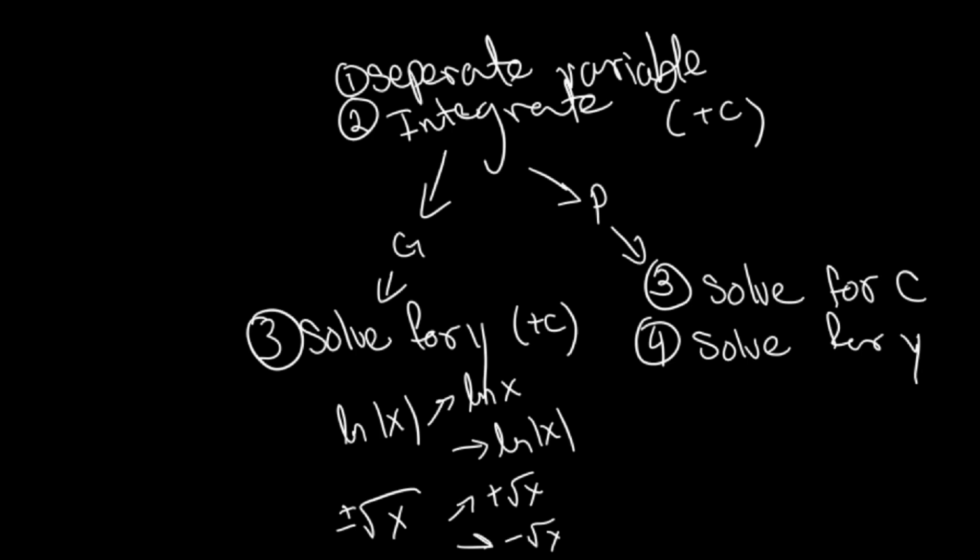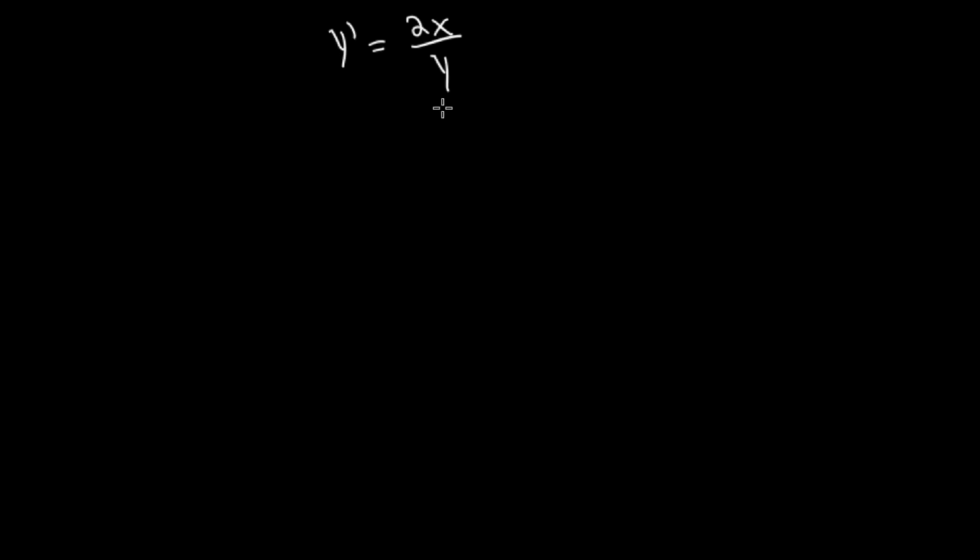Okay, let's look at our first example. We're given y prime is equal to 2x over y. What makes this specific example quite interesting compared to what you'll typically see is that we're using y prime. However, when you're given y prime, you should rewrite it as dy over dx.